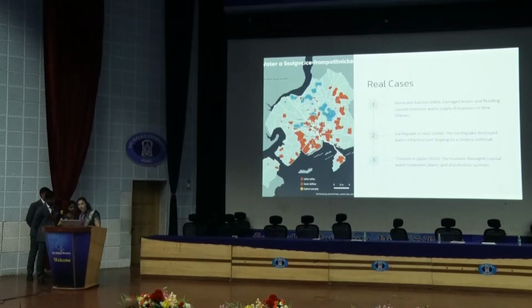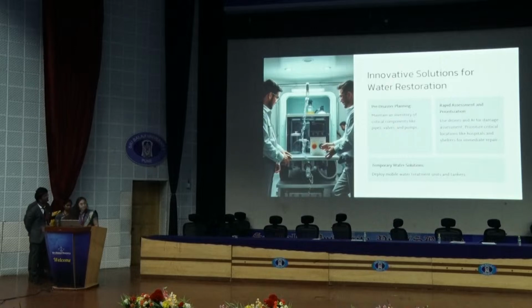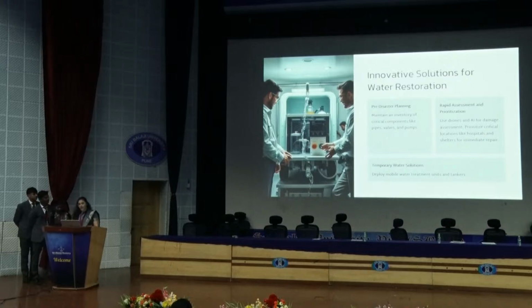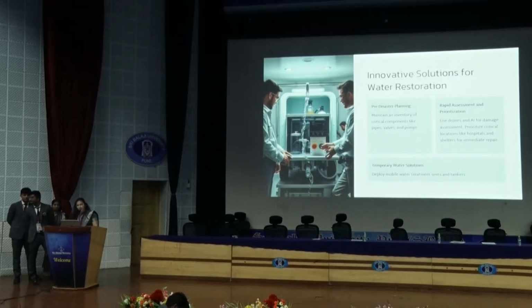The challenges in post-disaster water supply may be daunting, but innovation and strategic planning offer us some hope. Pre-disaster planning is essential. This includes building disaster-resilient infrastructure, training personnel for emergencies, and maintaining inventories of crucial components like pipes and pumps. During disasters, technology plays a key role. Rapid damage assessment using drones and AI can identify the most critical areas that need attention.